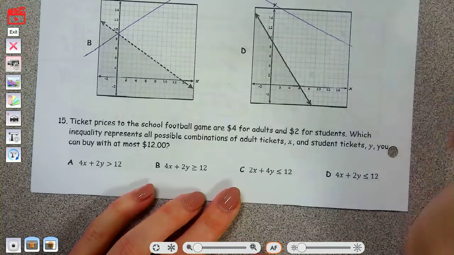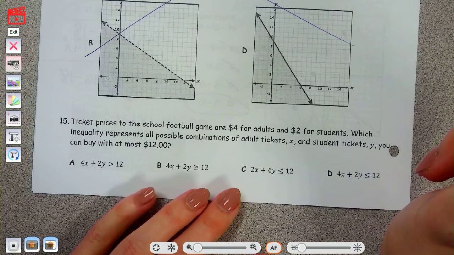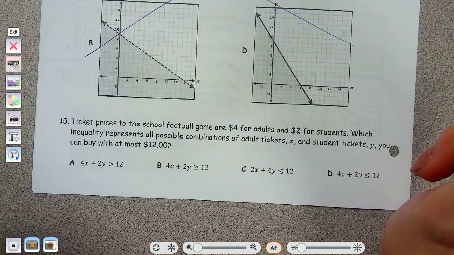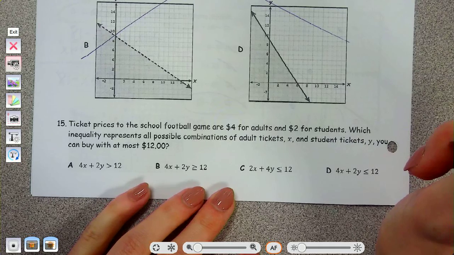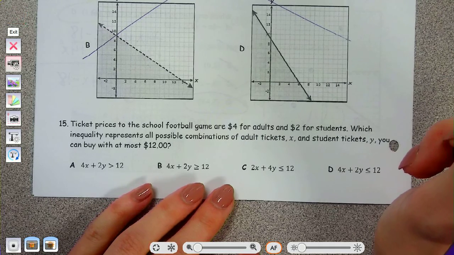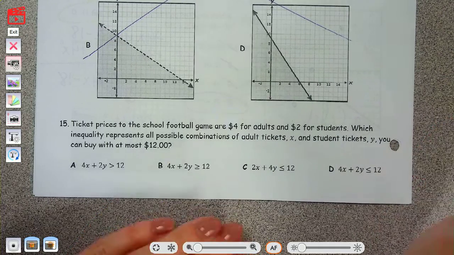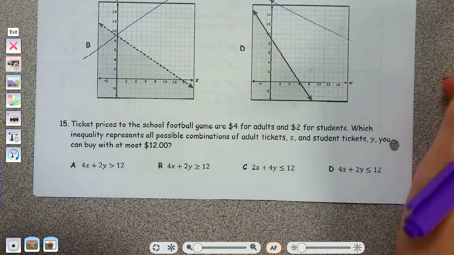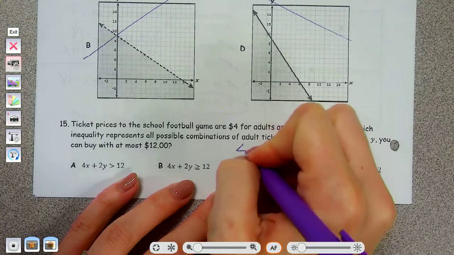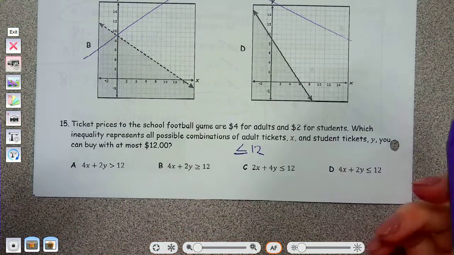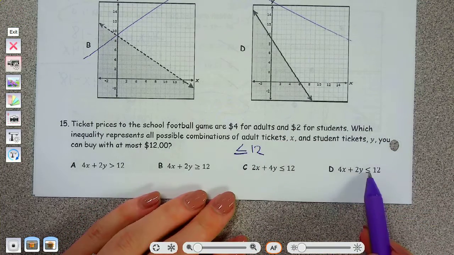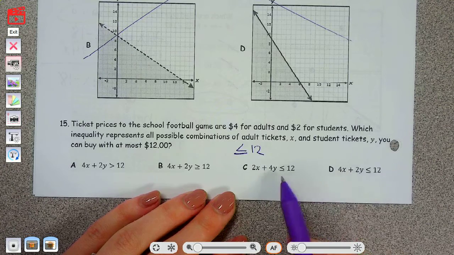No need for it. And then number 15, ticket prices to a school football game are $4 for adults and $2 for students. Which inequality represents all possible combinations of adult tickets and student tickets you can buy with at most $12? So you cannot go over $12. So it's going to be less than or equal to 12. Now we just need to make sure we put our X and Y together. So these are both less than or equal to.